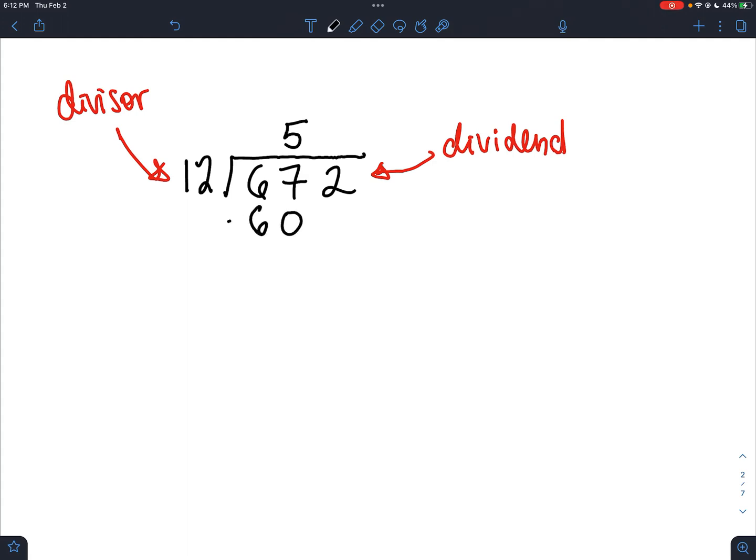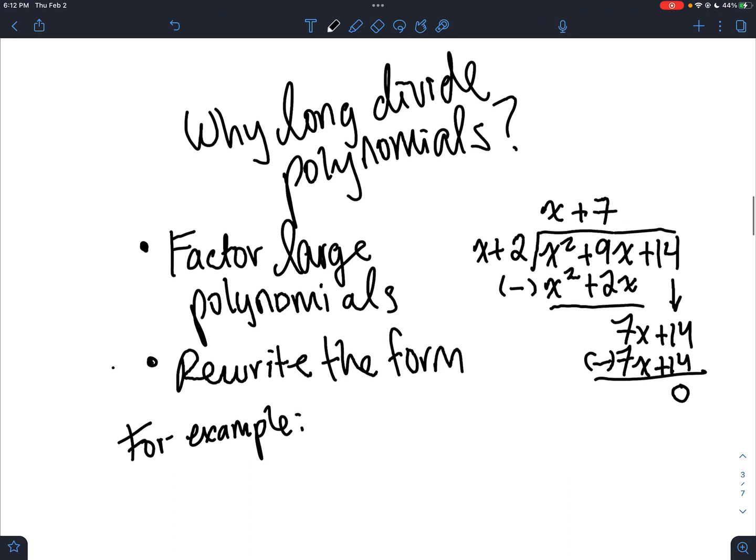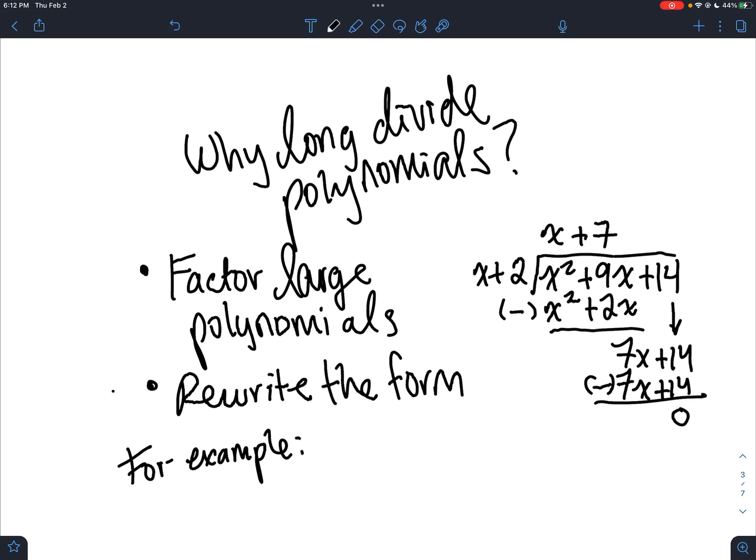So we put a 5 up there. We multiply those two and get 60. We subtract and we bring down. 12 goes into 72 6 times. So we multiply, subtract, bring down. So what we just discovered is 172 is 12 times 56, which for factoring is perfect because we're taking a big number and breaking it down into 2 factors.